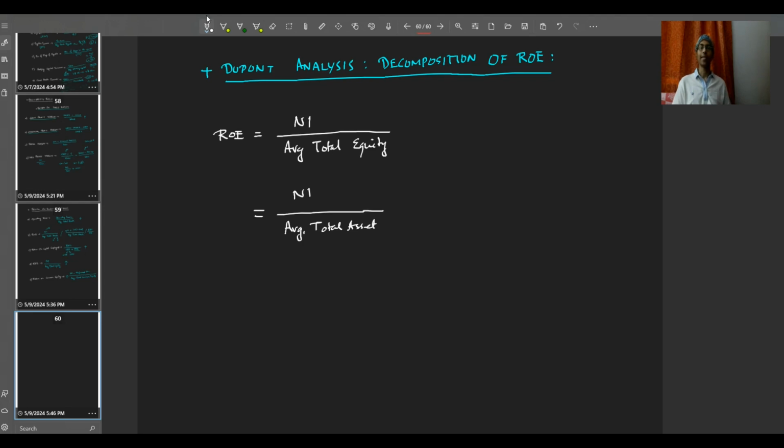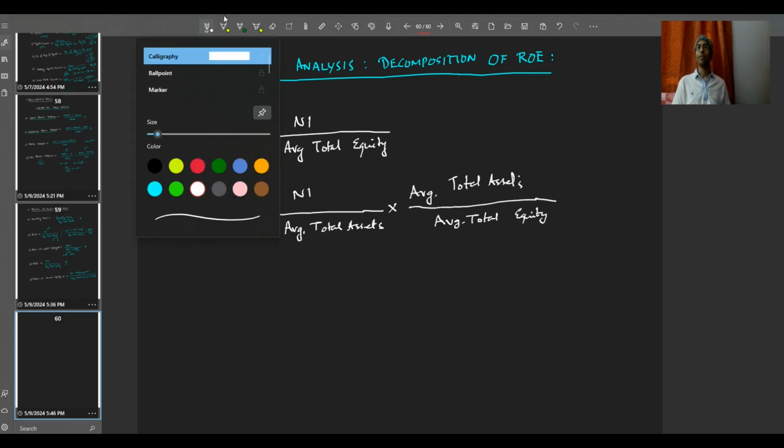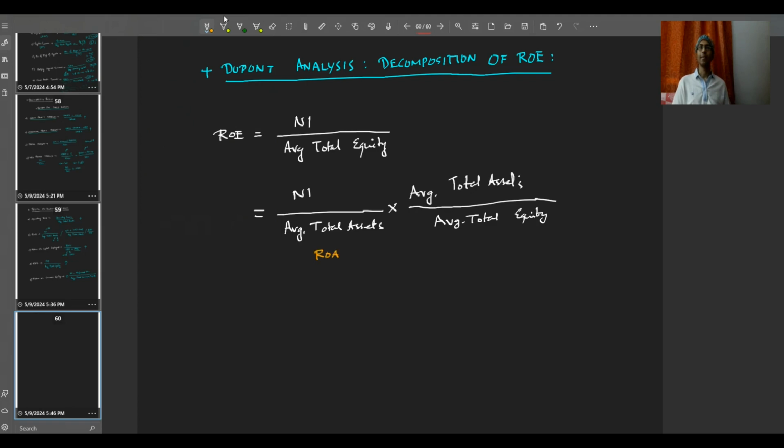Now, because we have incorporated this in the denominator, we also introduce the same in the numerator, so that the ratio remains unchanged in actuality. Average total assets divided by average total equity. But see friends, a curious thing has already happened. Net income by average total assets is basically return on assets, right? This is return on assets. And this one, average total assets by average total equity, is actually financial leverage. So you can say return on equity is the product of return on assets and financial leverage.